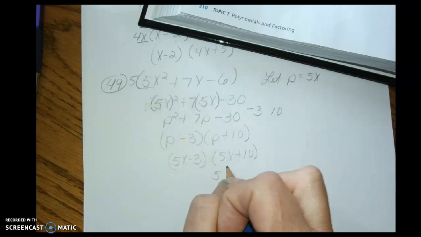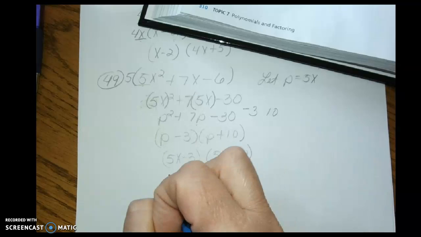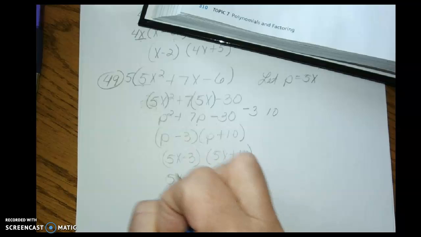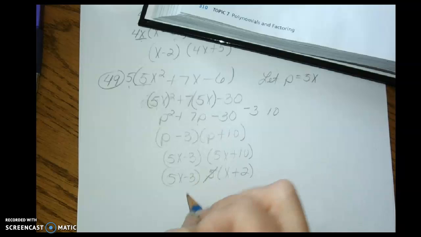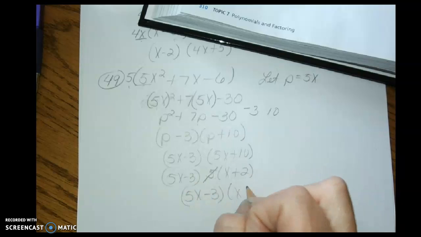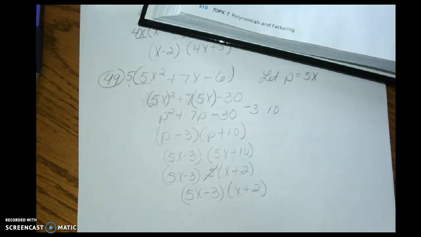I need to factor out the greatest common factor of 5. And then I have to divide by 5 because I multiplied by 5 in the beginning. So my final answer is the quantity 5x minus 3 times the quantity x plus 2. That's for number 49.